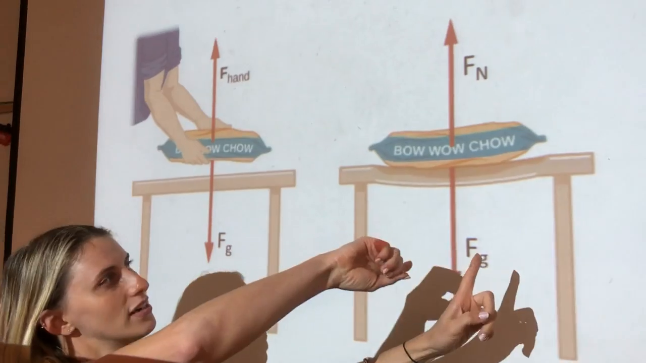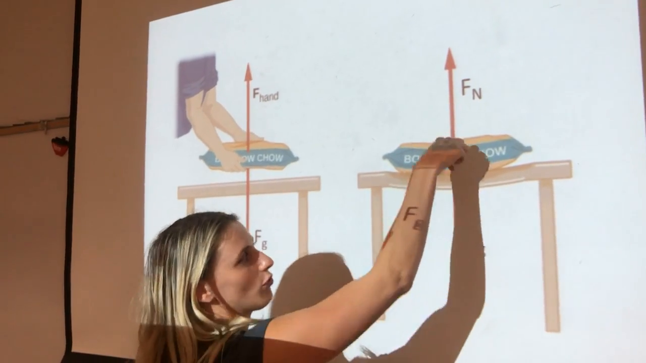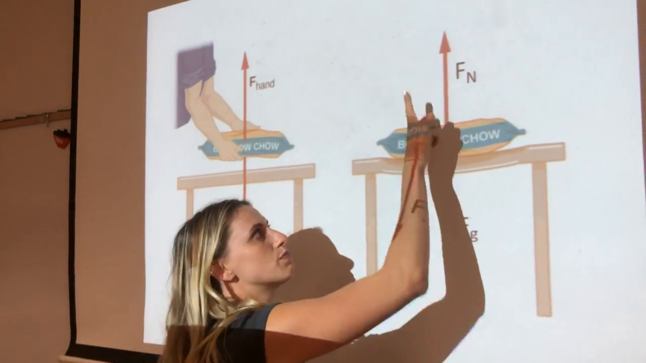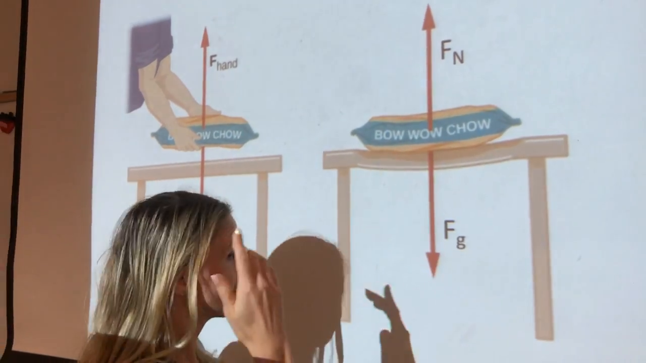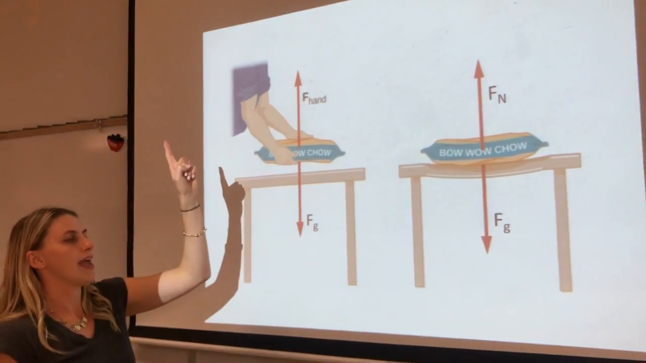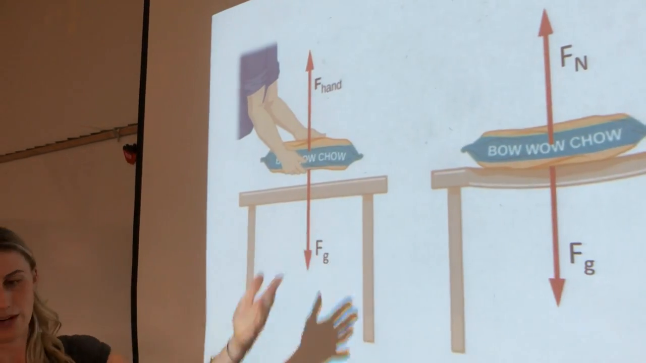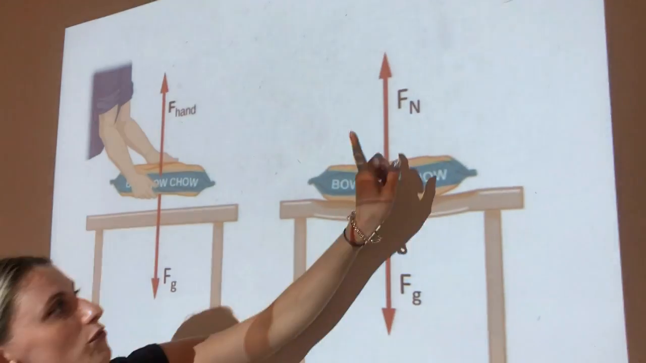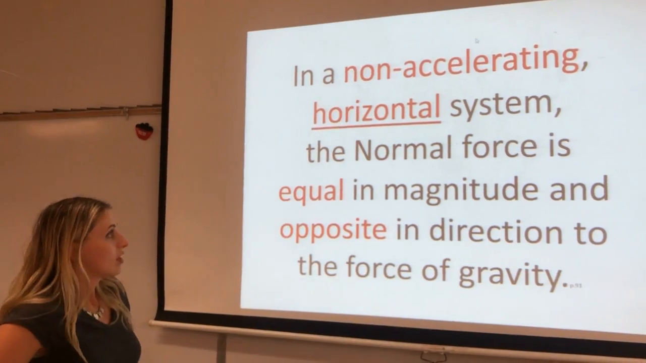Now, change scenes here. This person's no longer in the picture. We have a table here now, force of gravity pulling it down. What's pulling it up? Yeah, the table. So the table exerts a force on the dog food up, and gravity exerts a force on the dog food down. And that force keeping it up there we call the normal force. It's important.